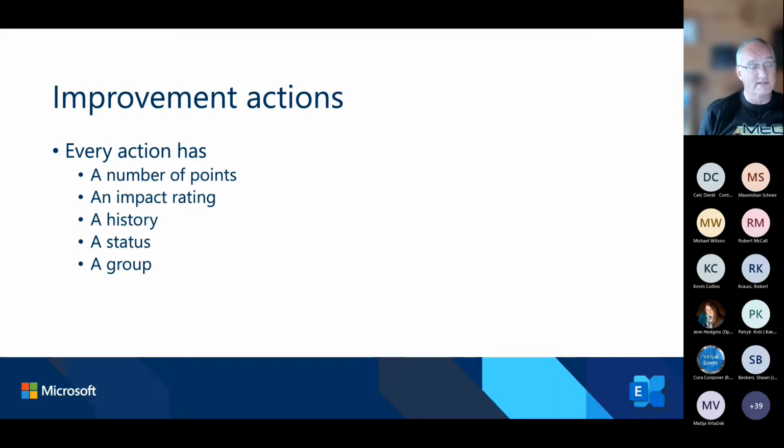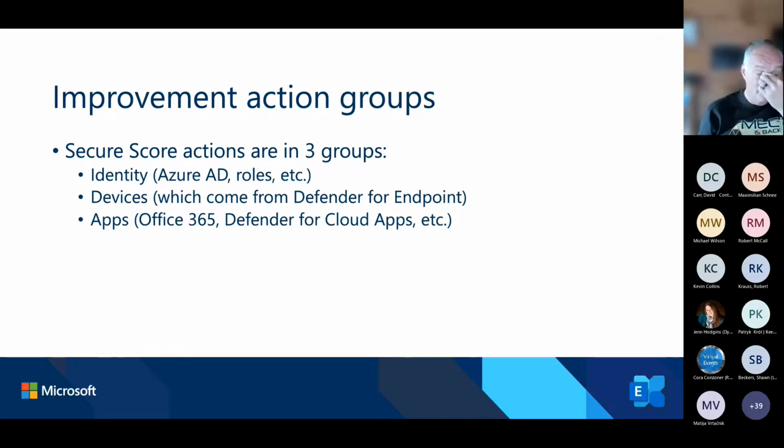The impact rating is what Microsoft uses kind of to tell you more about how important something is. Then the history, the status, and the group. Let's talk about those a little bit in more depth.